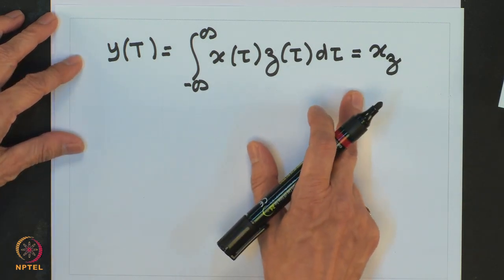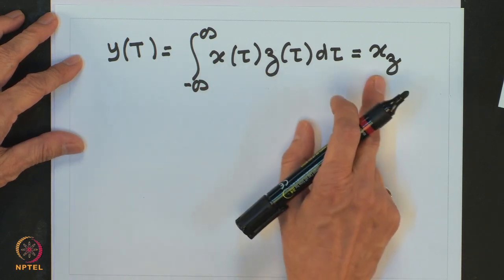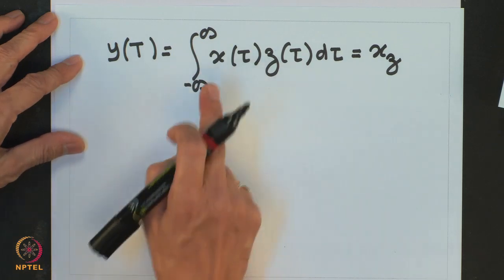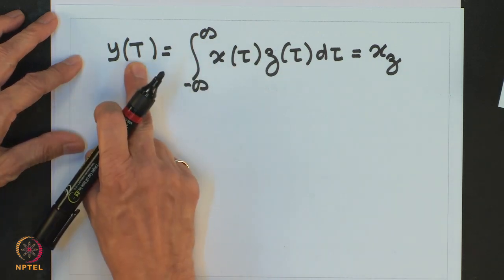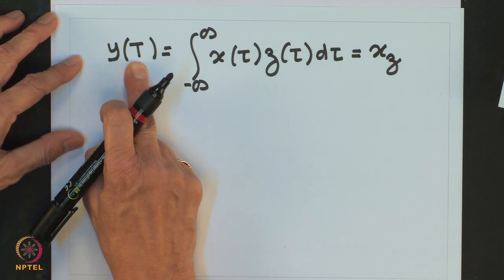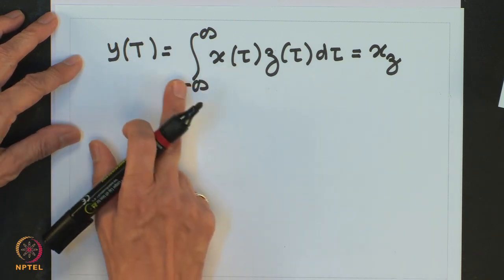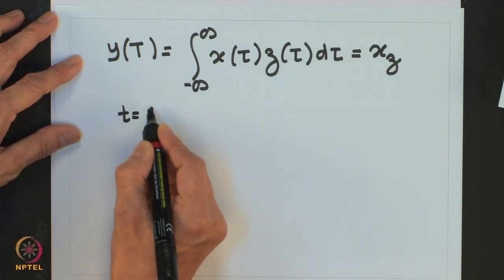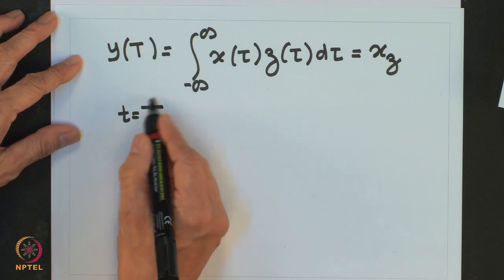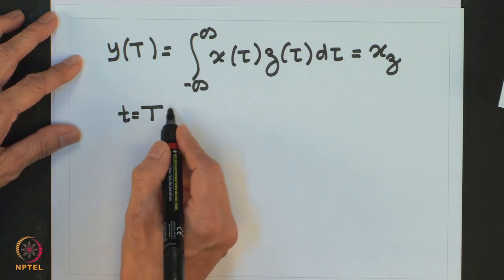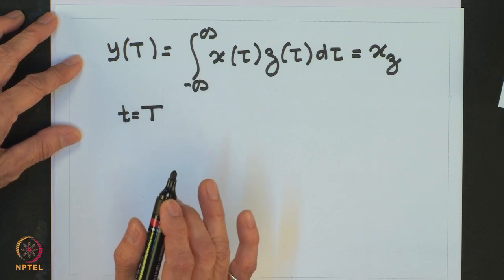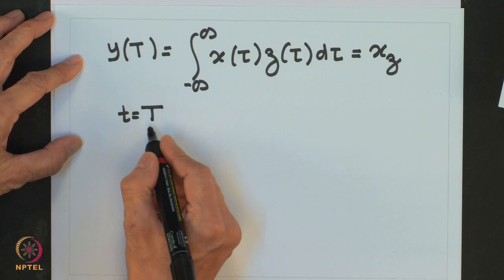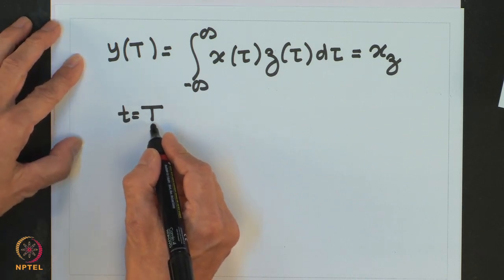So, in other words, the output of the correlator xz can be obtained by sampling the output of the matched filter at time t equal to capital T. Note that this sampling has to be done exactly at t equal to capital T, where this capital T is the arbitrary value used in the design of the matched filter. As long as this condition is satisfied, the choice of capital T is irrelevant.